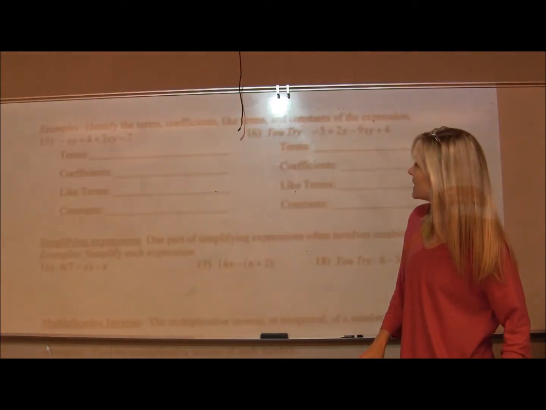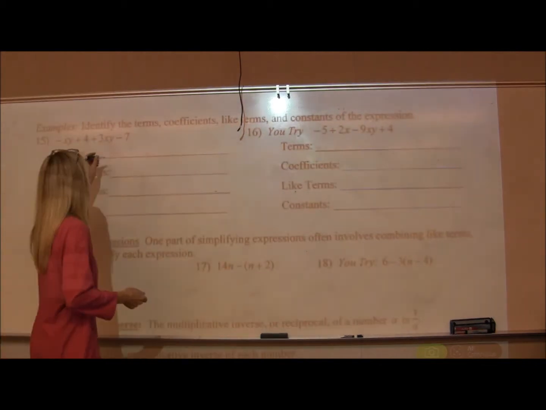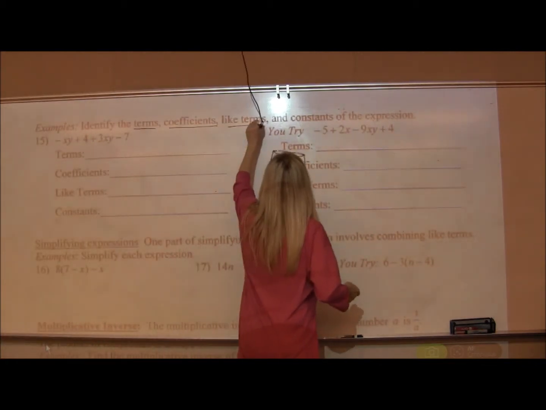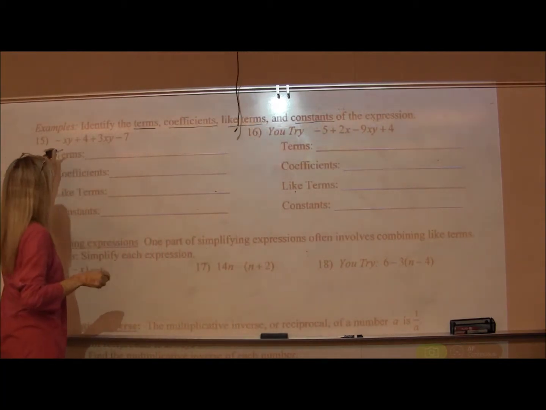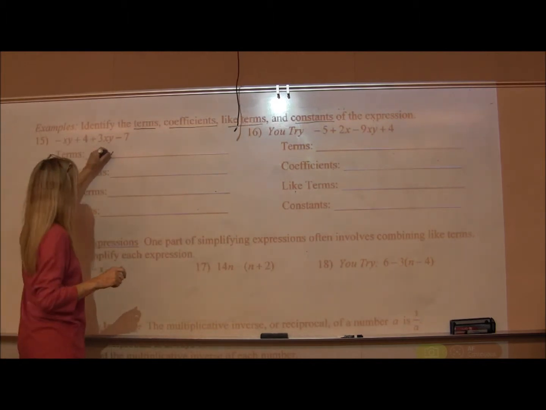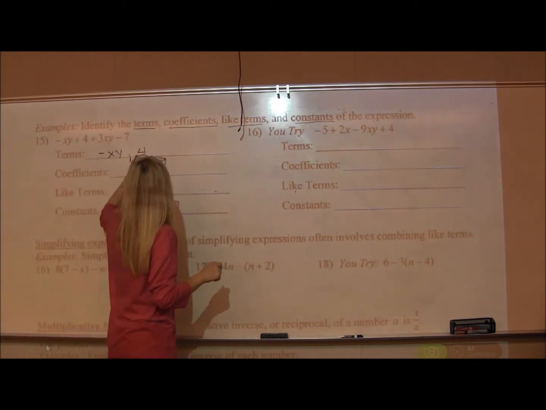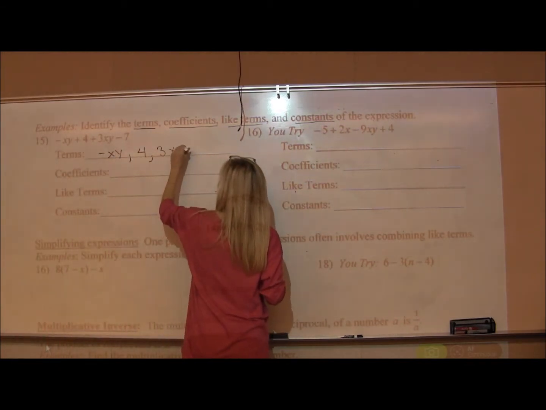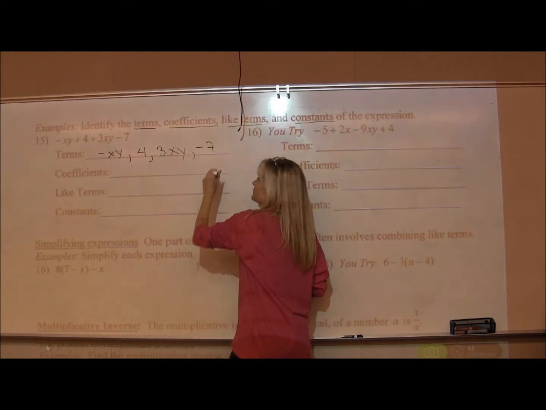So now we're going to identify the terms, the coefficients, the like terms, and the constants. All right, so in this one, the terms, and it seems kind of tedious to write it out, but we'll do it. Because I want to make sure you realize the negative is part of the term, so that's negative xy. The next term is 4. The next term is 3xy, and you guys make sure you're writing this down. And the next term is negative 7.